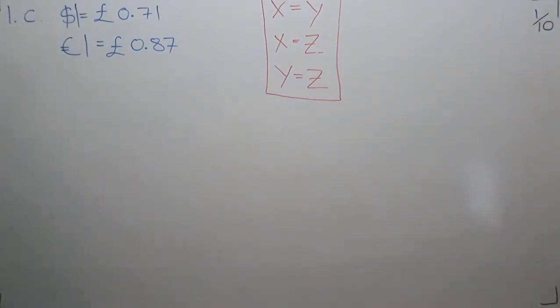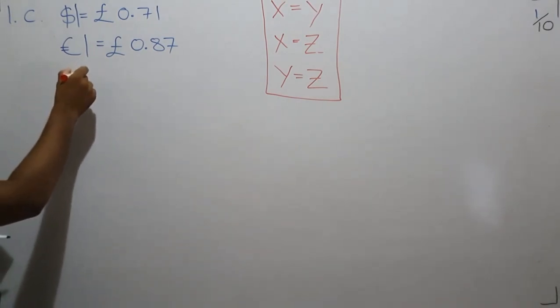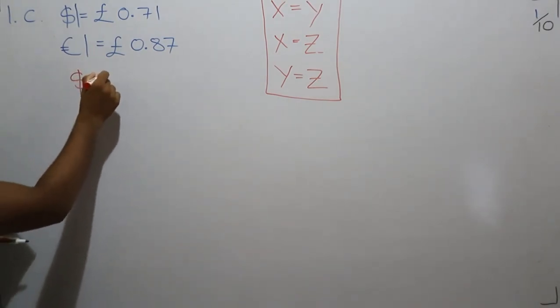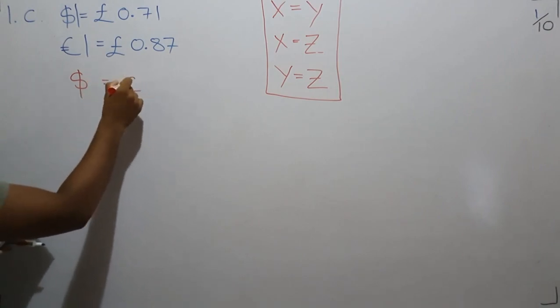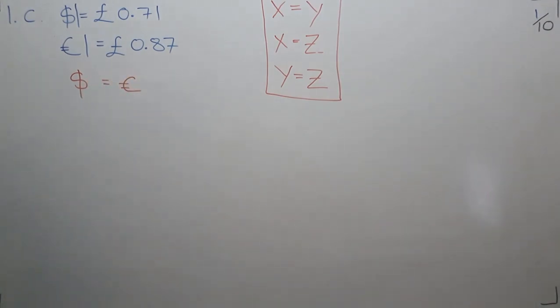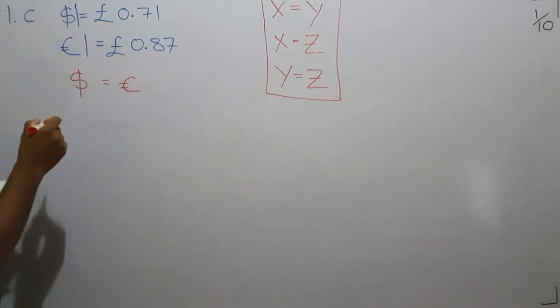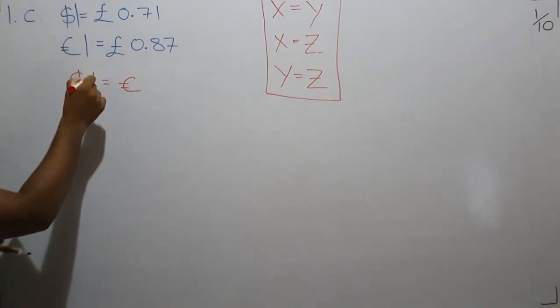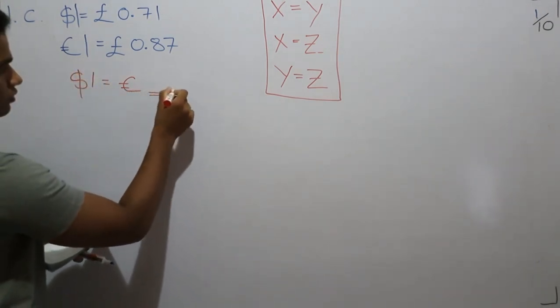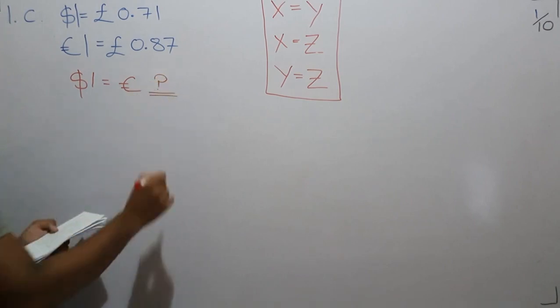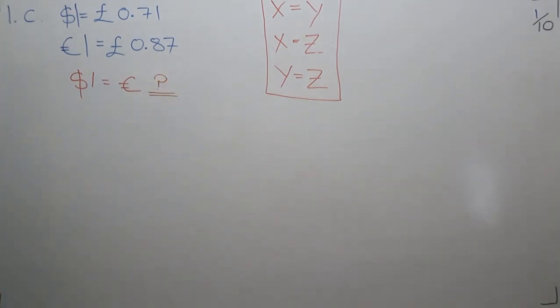So, calculate the exchange rate between dollars and euros. So, what they need is dollars to euros. So, for $1, how many euros? Give your answer to two decimal places.